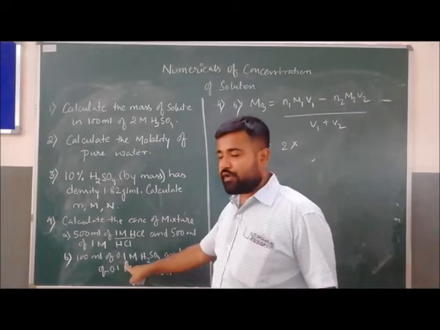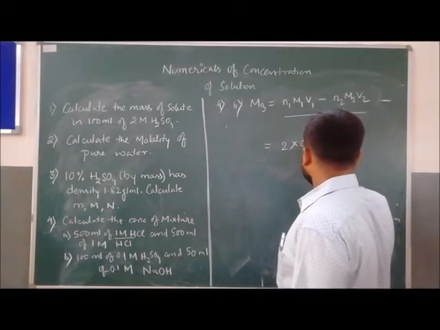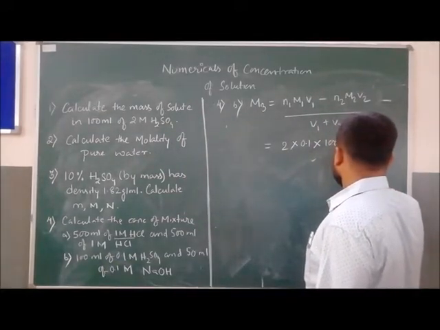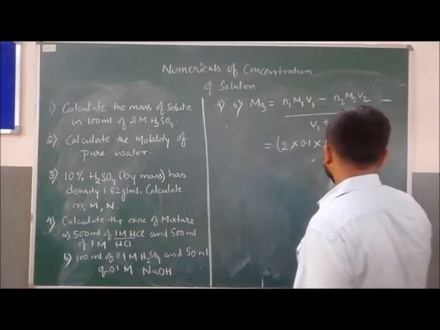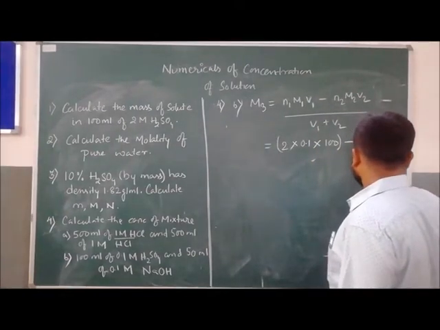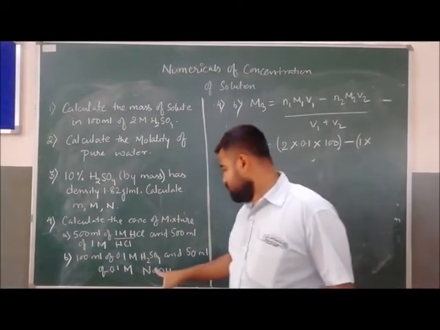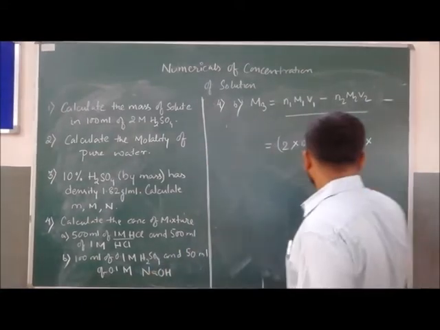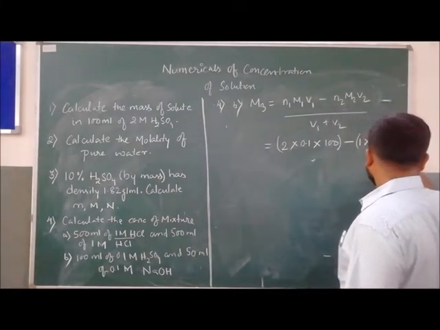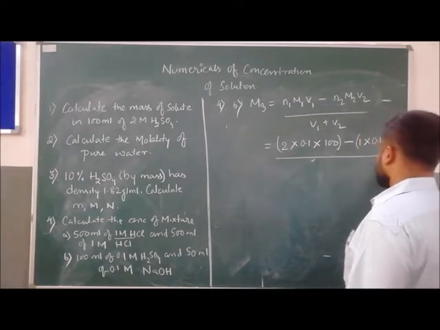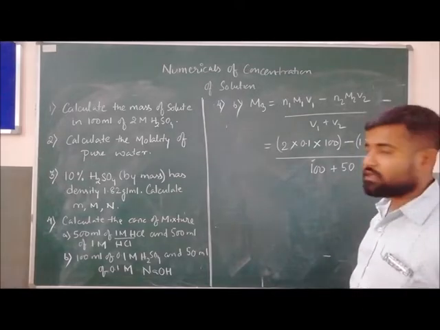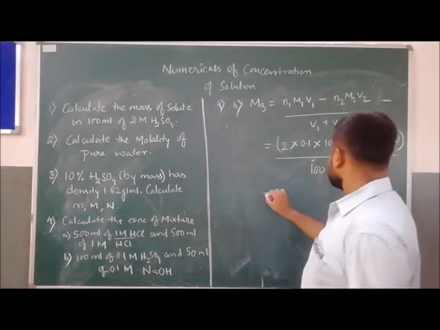What is M1? 0.1, so you will put 0.1 into volume 100 ml, minus N2, NaOH is there, acidity is 1, so it is 1 into molarity, molarity is given here 0.1 molar, so 0.1 into what is the volume? 50 ml, so into 50, by V1 100 plus 50. So we will solve it. What will be the answer?